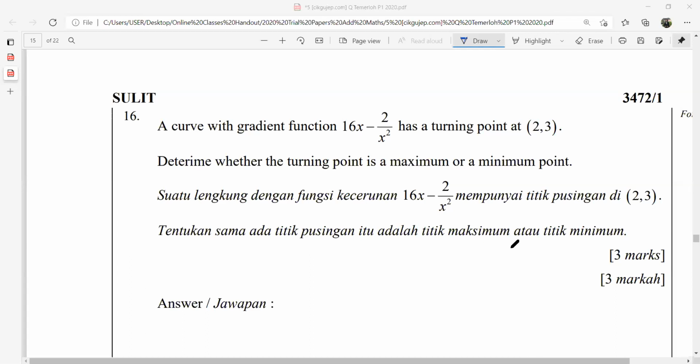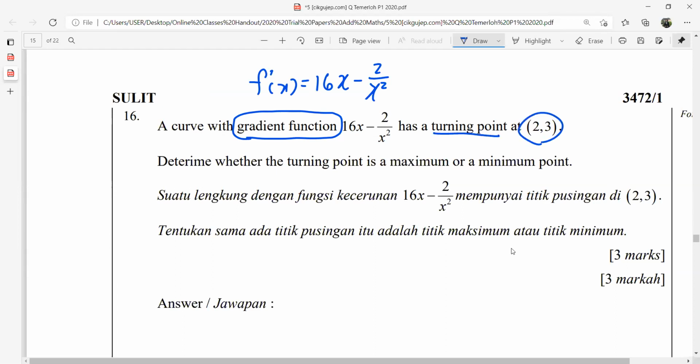Okay, can do this question. So a curve with gradient function, which is f prime x, or they give you dy dx, gradient function straight away. So it has a turning point. When you talk about turning point, it means dy dx equals 0.